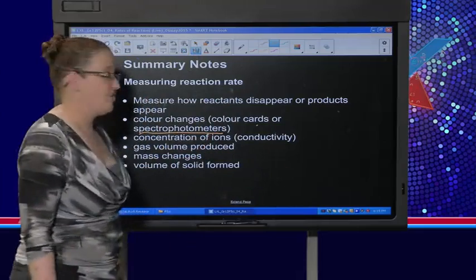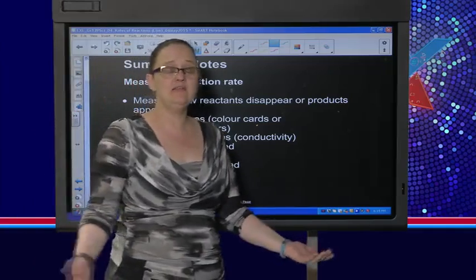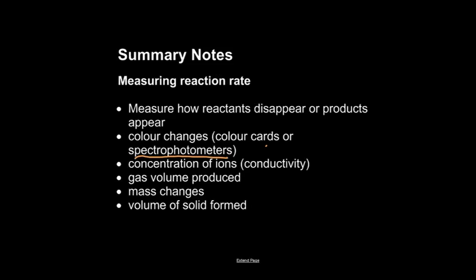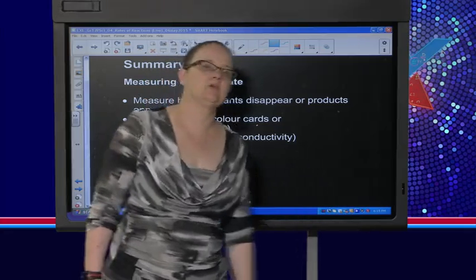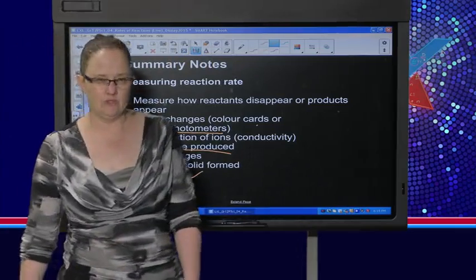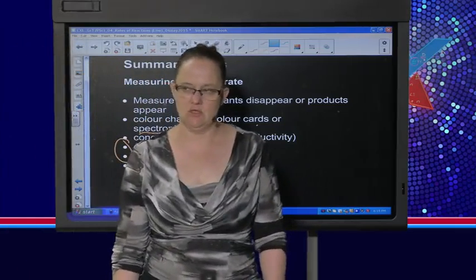We can look at conductivity, concentration of ions. The more concentrated they are, the better they are at conducting electricity. We can look at gas volume. They love gas volume produced. We can look at mass changes, whether the mass of the product is increasing, the mass of the reactants changing, and of course, the volume of a solid formed. That's a little bit more difficult. The ones you're going to see more often, gas volume produced and mass changes.